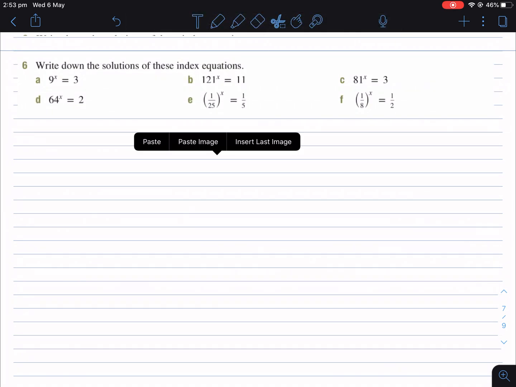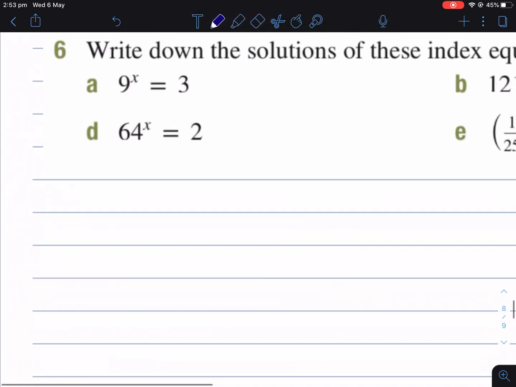Let's have a look at question 6. Now, question 6, I'd like you to approach them by getting both sides to the same base. Now, when I'm looking at 9 and 3, the base is 3. So this is the same as 3 squared to the x equals 3, yeah? So I have 3 to the 2x equals 3 to the 1.